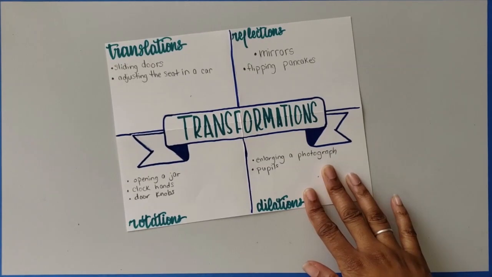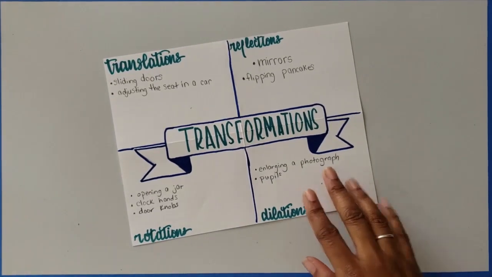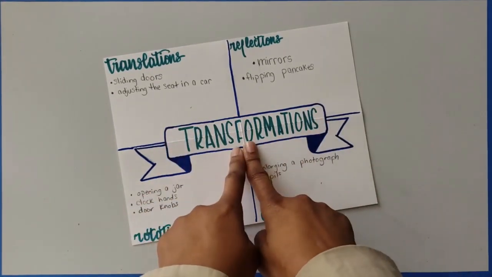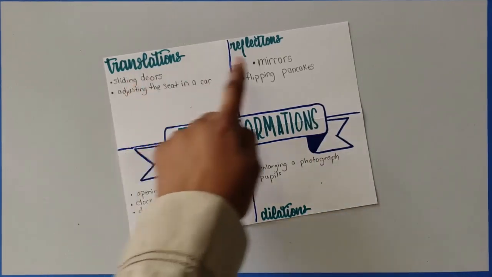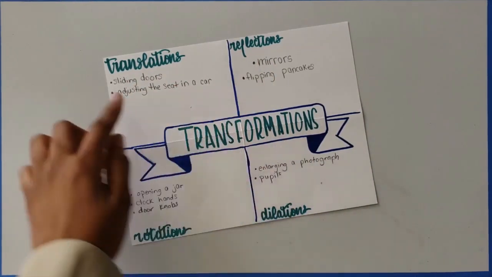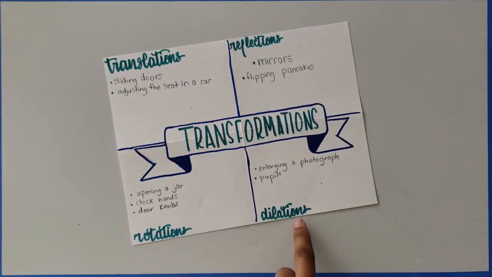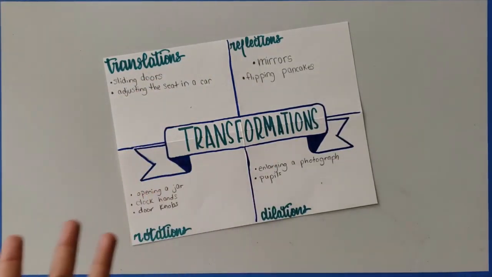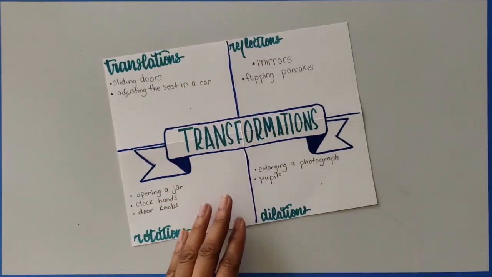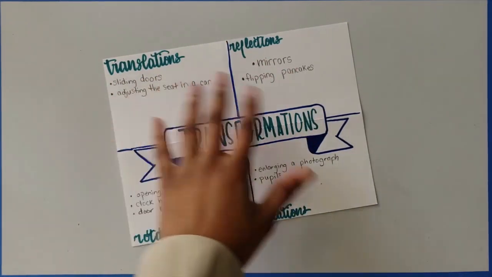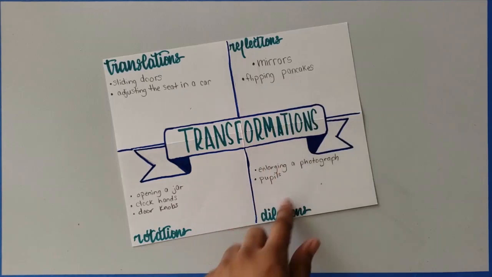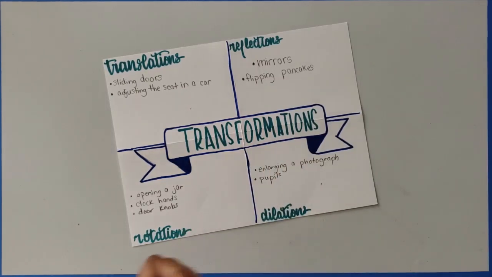Create a transformation scavenger hunt. What I've done is I've made a little title for the center, transformations, and then I've created a box for each type. Translations, reflections, rotations, dilations, and be creative. I love lettering, so I chose to practice a little bit here. Inside of each section, just kind of go around the house and find examples of each type. It could be something that transforms, or it could be an action you're taking to transform something.